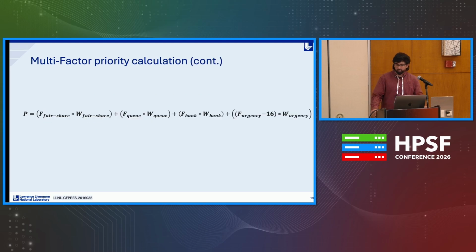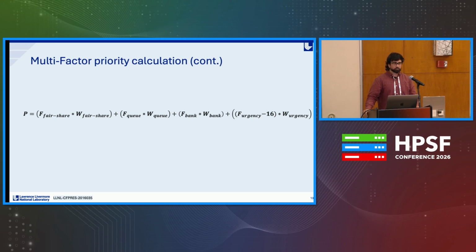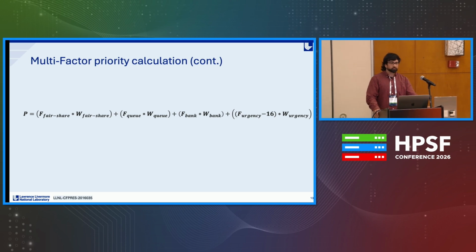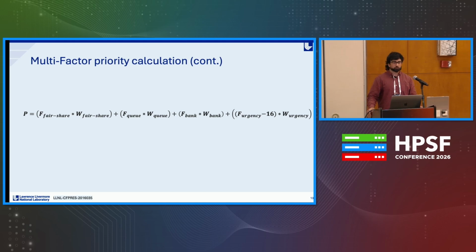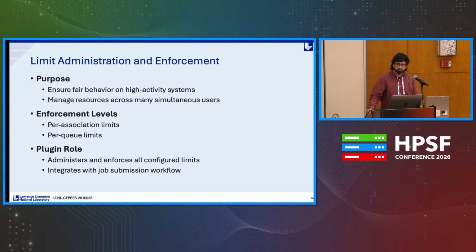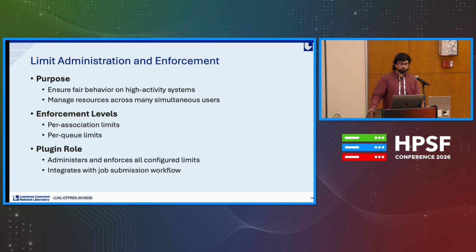This is the actual priority calculation for a job, and you can see that it's just a sum of products. So just the factor itself multiplied by its integer weight. The flux-accounting documentation contains more in-depth examples for how job priorities are calculated if you're interested in taking a closer look. The other role that it plays is enforcing limits on a system.